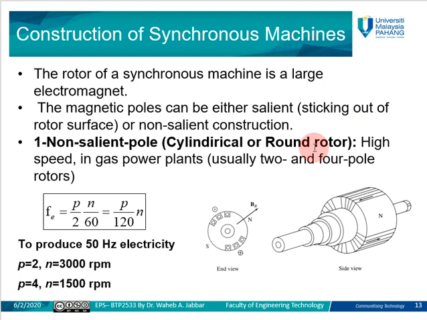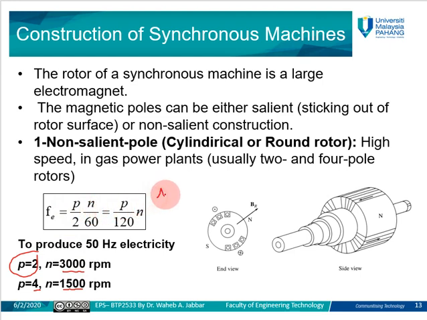One we call non-salient pole, or cylindrical or round type, as we can see in this figure here. The round type is usually used with high-speed machines. It consists of a small number of poles, either two poles or four poles. In the case of two poles, the speed will reach 3000 RPM. In the case of four poles, the speed will be 1500, based on the formula of NS here.